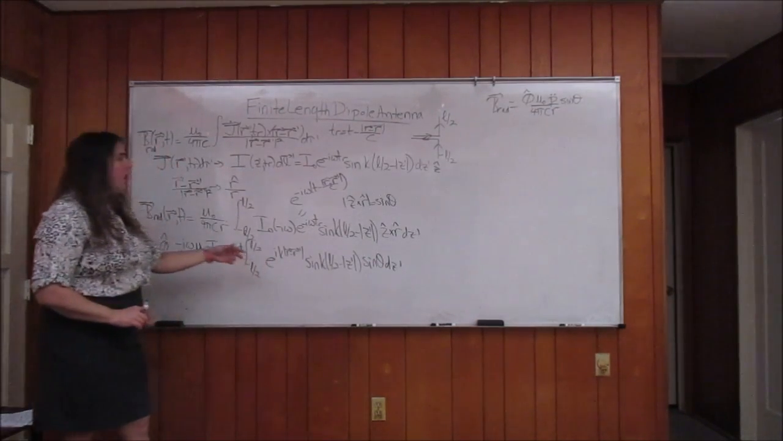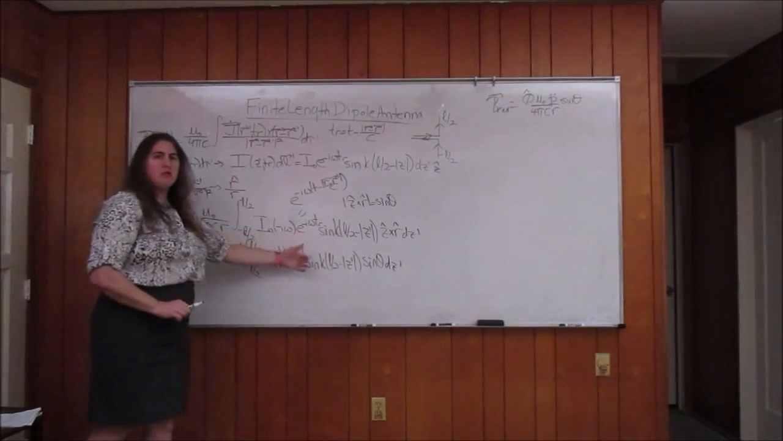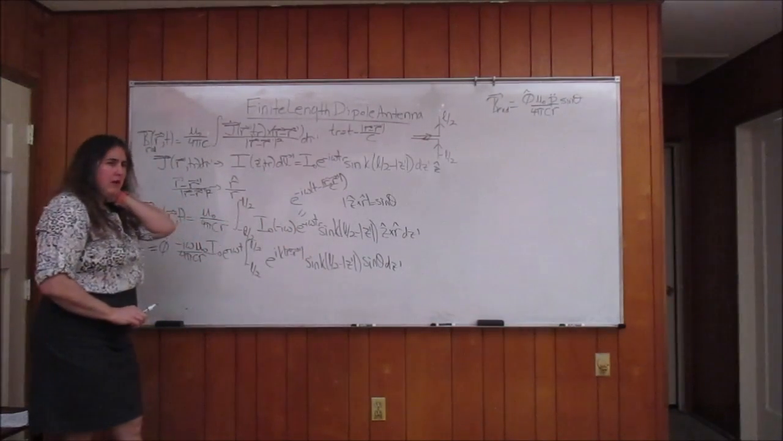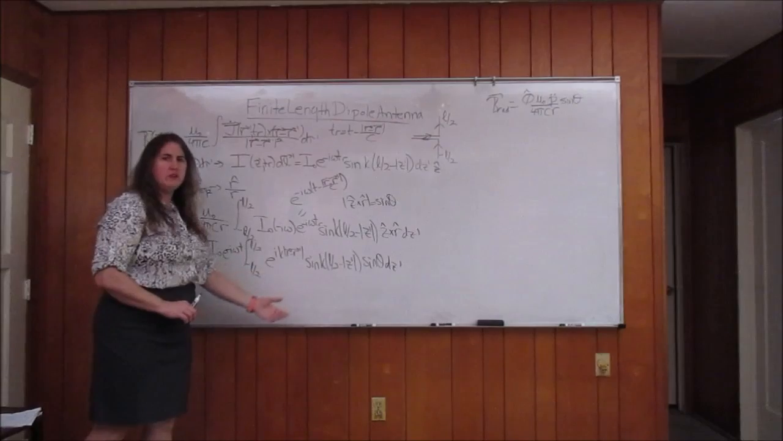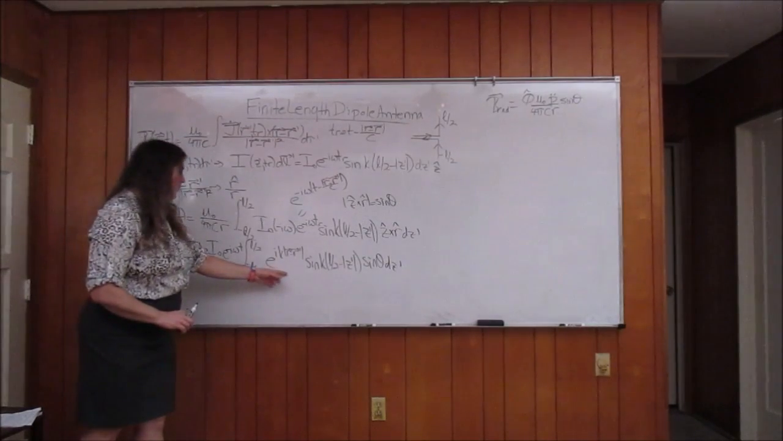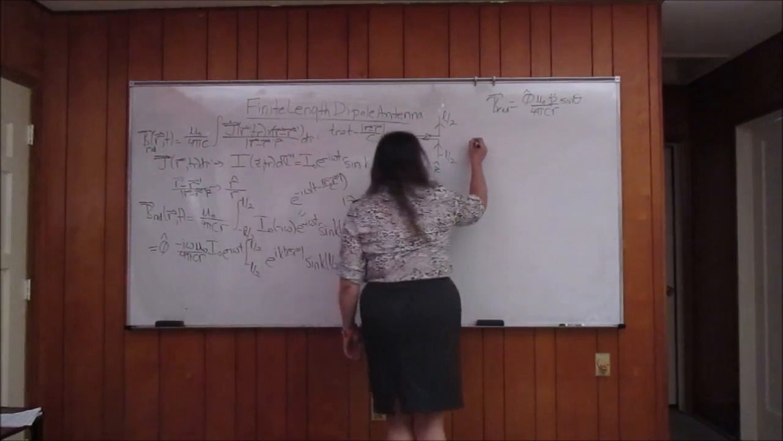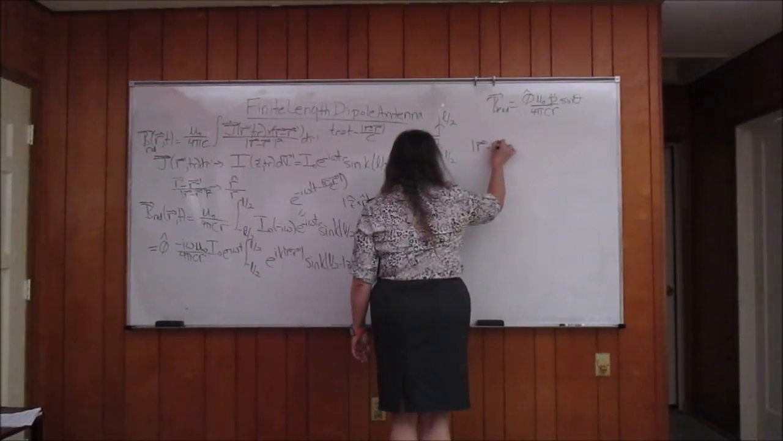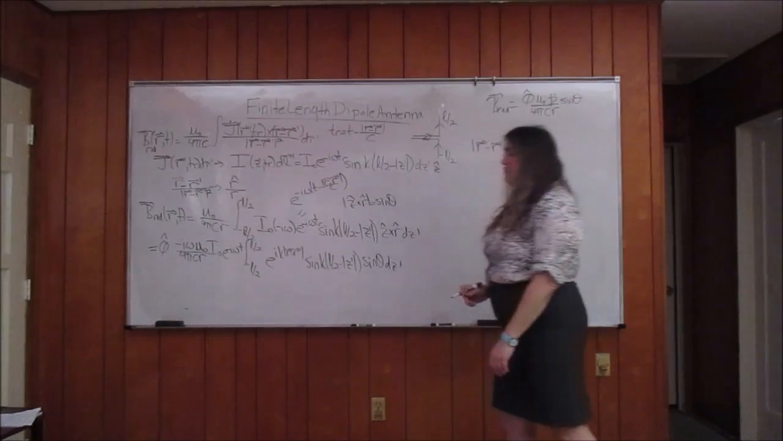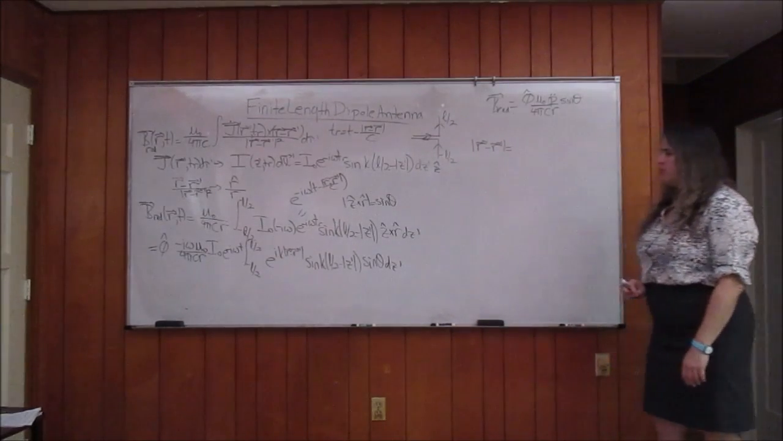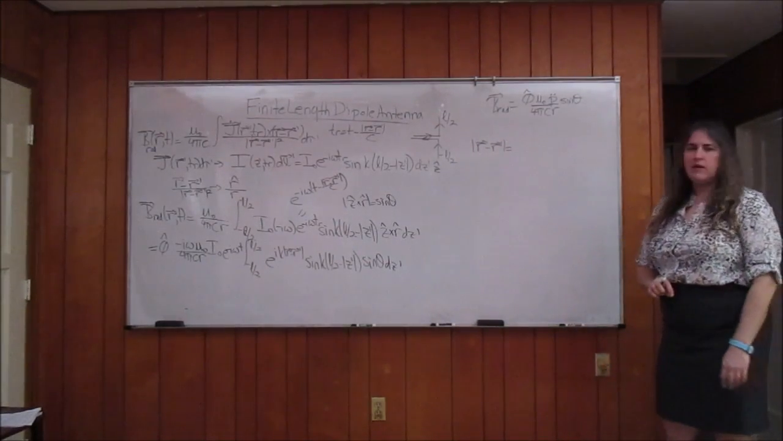I can't just say, well, r is much, much larger than r prime, our observation point is much, much larger than the dimensions of the system, and just forget about the r prime. I can't do that in this case because that in fact gives a measure of the phase oscillations of each element.